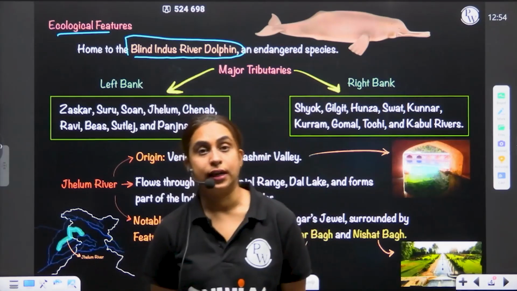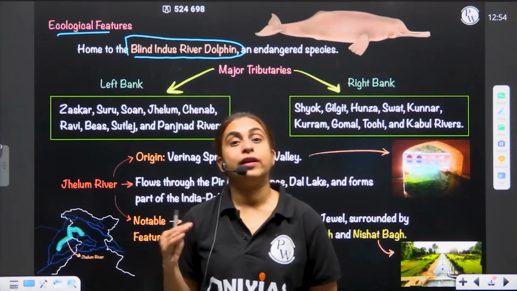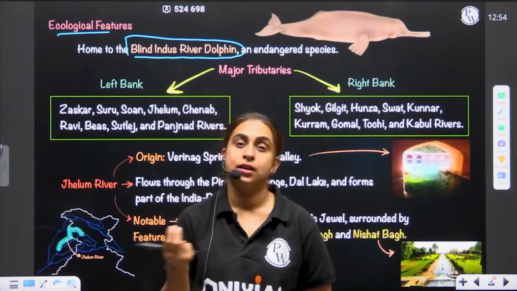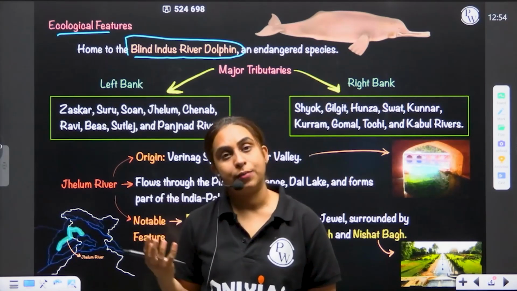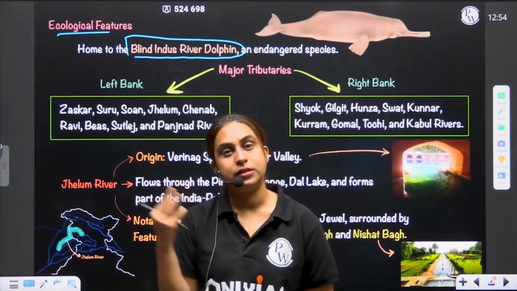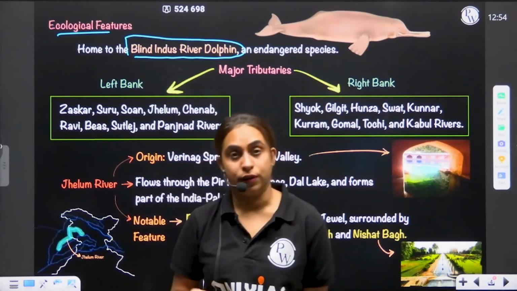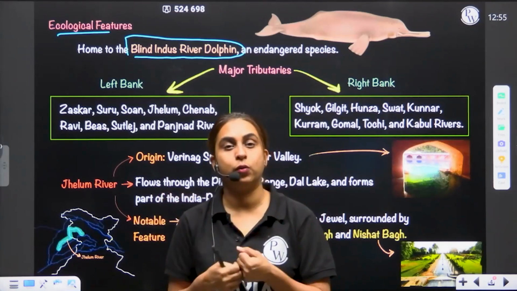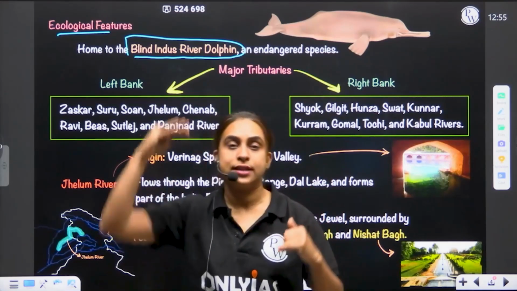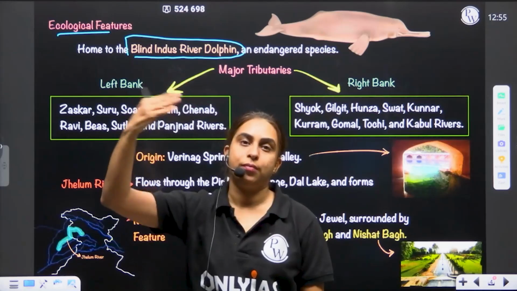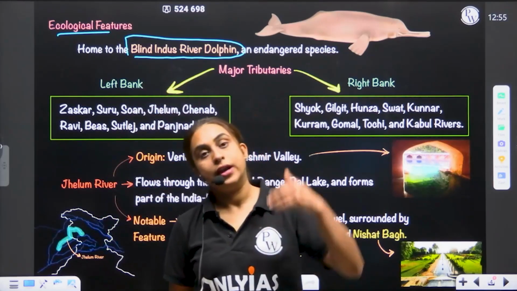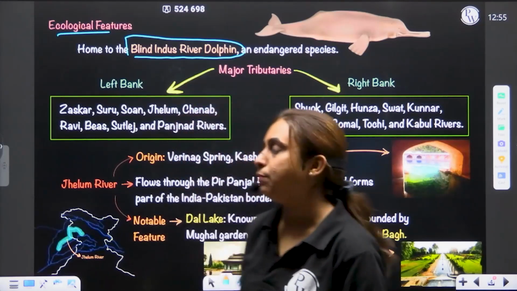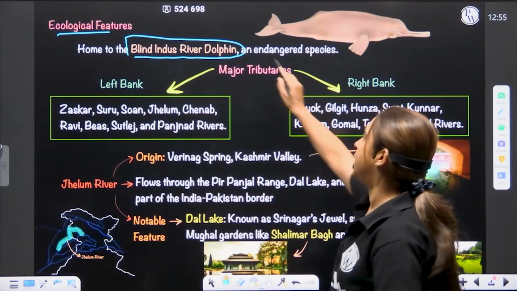The reason is that the river's water is not very clear. The river water is turbid. Turbid means it has a lot of sand, dust, small rock particles. So what happens? These rock particles, sandy particles, got into the eyes of the dolphin centuries ago. And because of the too much turbid water, the dolphins became blind centuries ago. And now that genetic trait is getting passed on. So it is related to the river water. So you have the blind Indus dolphin in your Indus River. It is an endangered species.